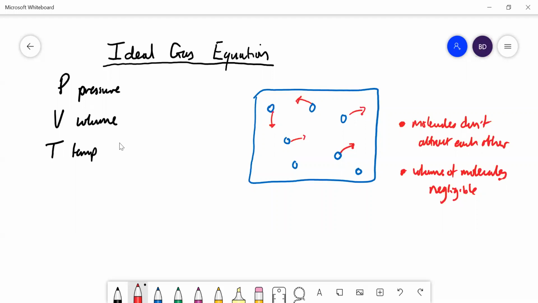Because you can imagine if the pressure gets too high, then these gas molecules are going to start getting a lot closer to each other. That means they might start attracting each other. They're getting closer, and also the volume of them would not be negligible. So gases under very high pressure won't obey the ideal gas equation, but gases at normal atmospheric pressure do. So that's what the ideal bit means. So let's go on and talk about it now.